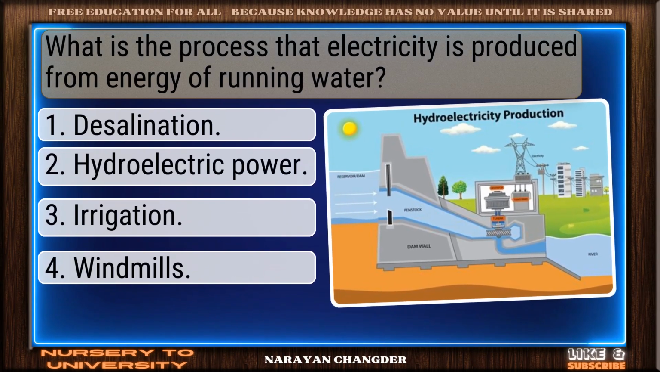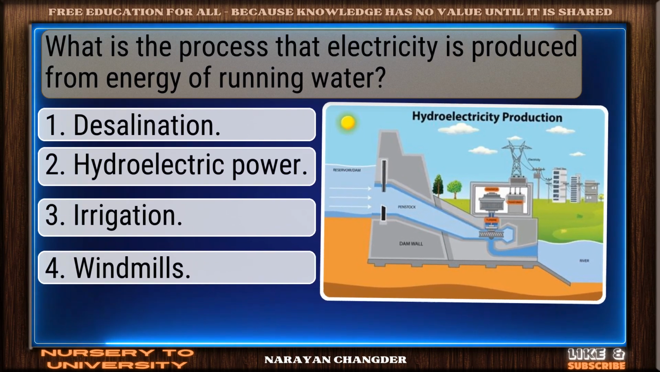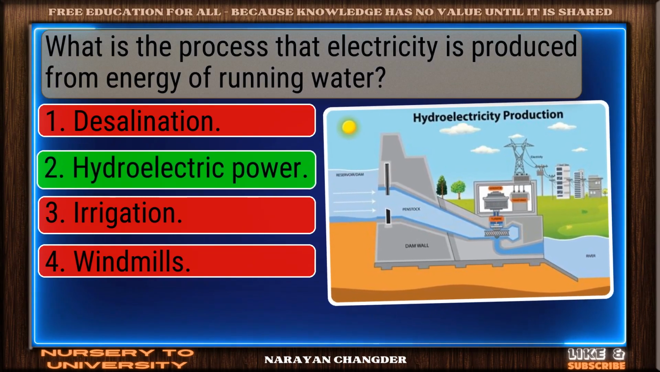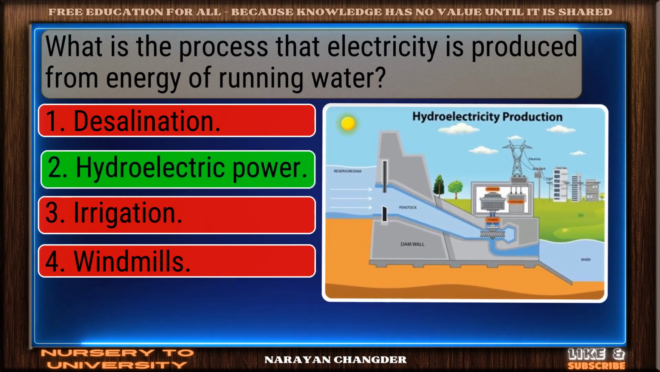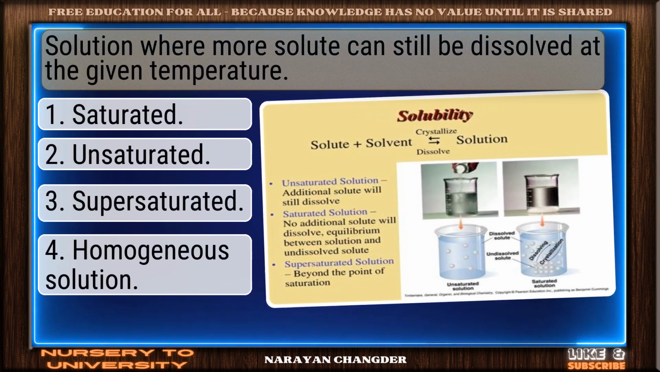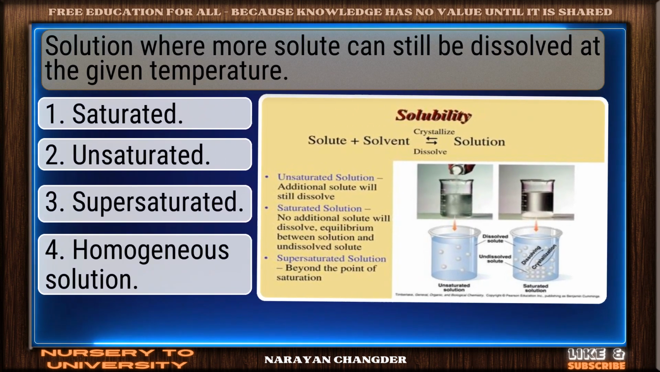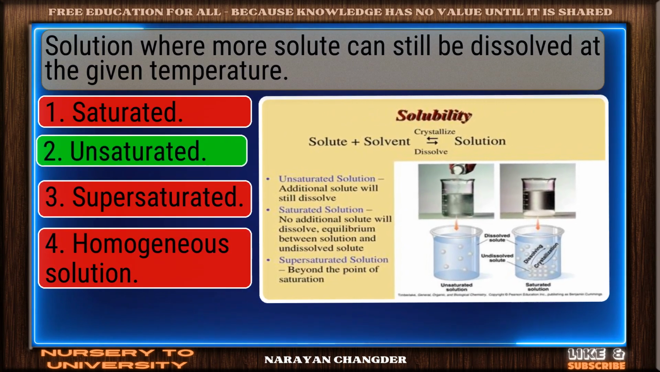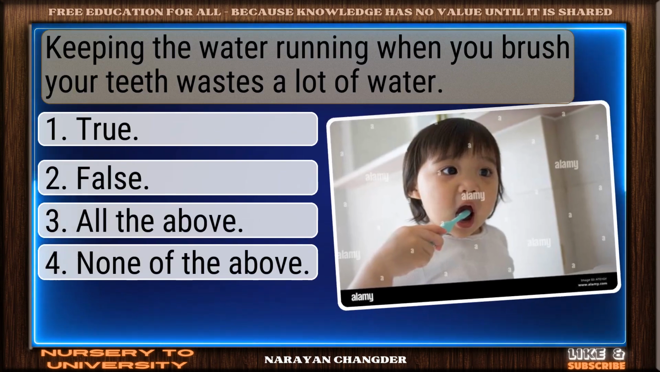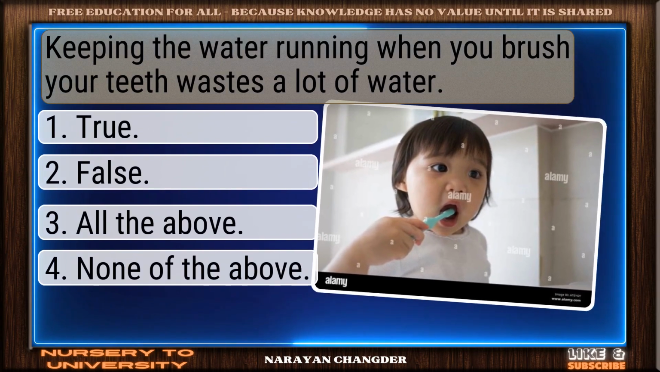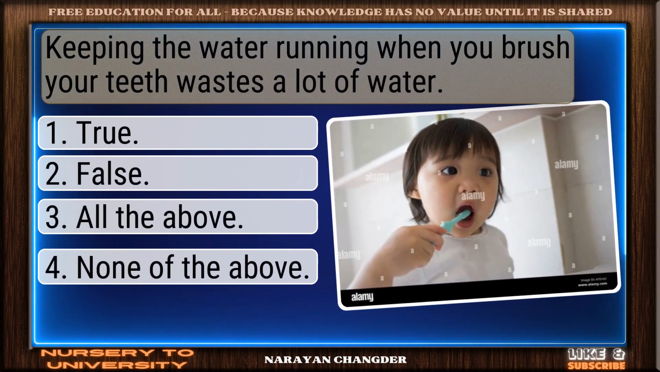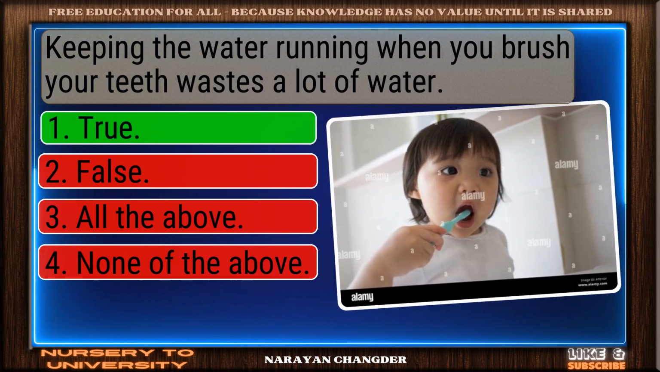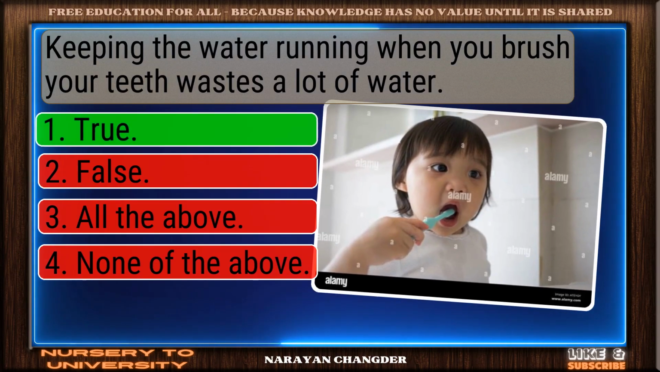What is the process that electricity is produced from energy of running water? Sharp thinking. Hydroelectric power is the right choice. Solution where more solute can still be dissolved at the given temperature. Nicely done. Unsaturated is a solid answer. Keeping the water running when you brush your teeth wastes a lot of water. Correct response. True is the most accurate answer.